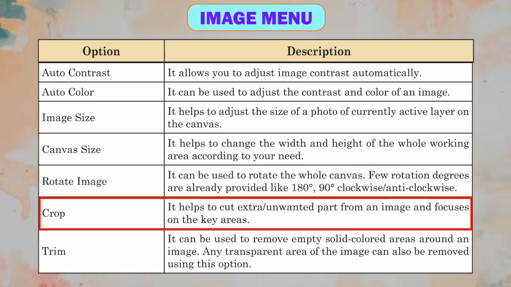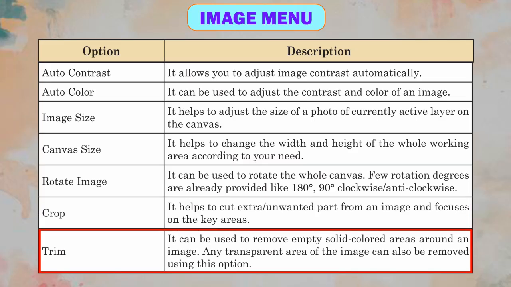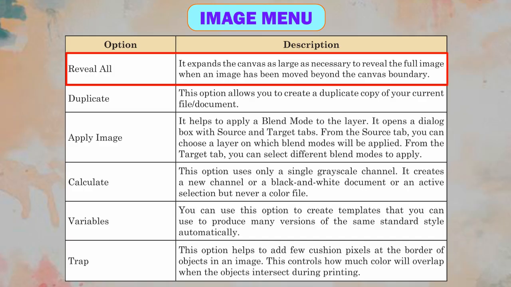Option Crop. Description. It helps to cut extra unwanted parts from an image and focuses on the key areas. Option Trim. Description. It can be used to remove empty solid-colored areas around an image. Any transparent area of the image can also be removed using this option. Option Reveal All. Description. It expands the canvas as large as necessary to reveal the full image when an image has been moved beyond the canvas boundary.